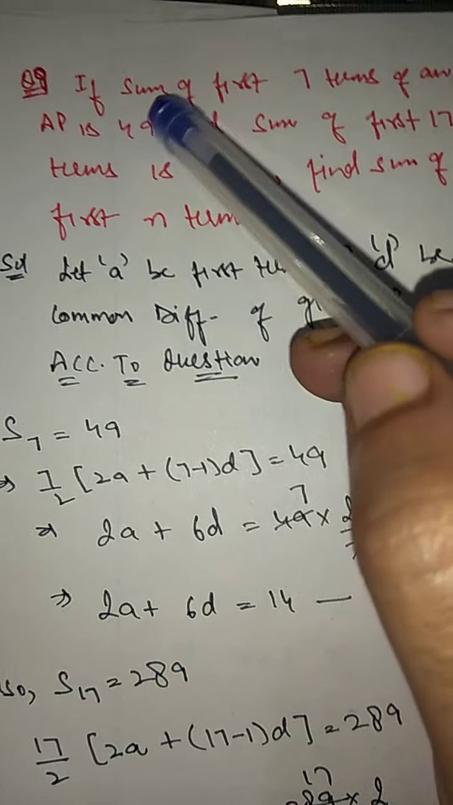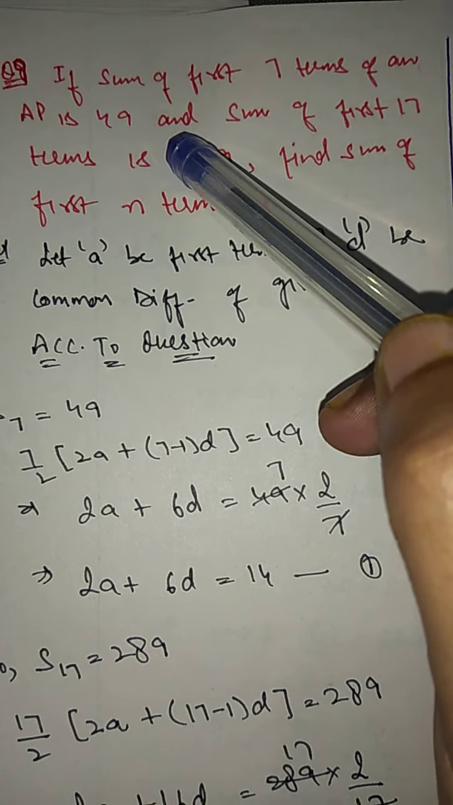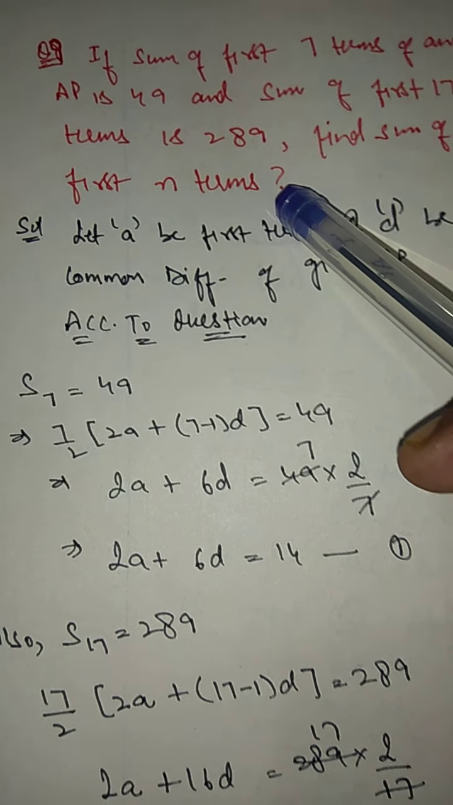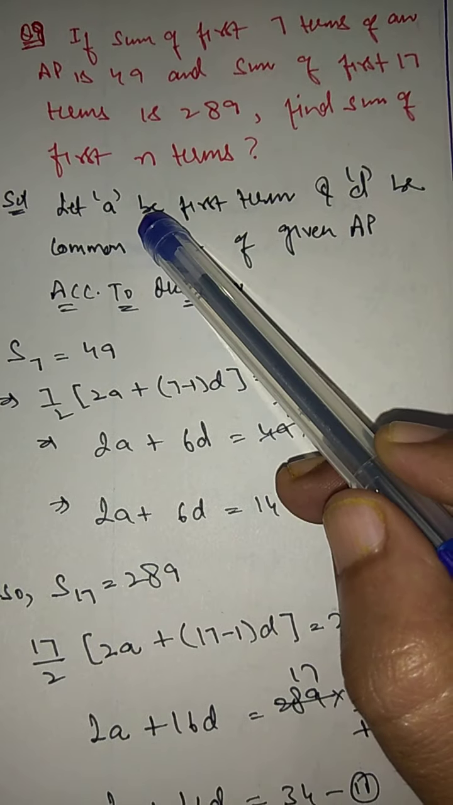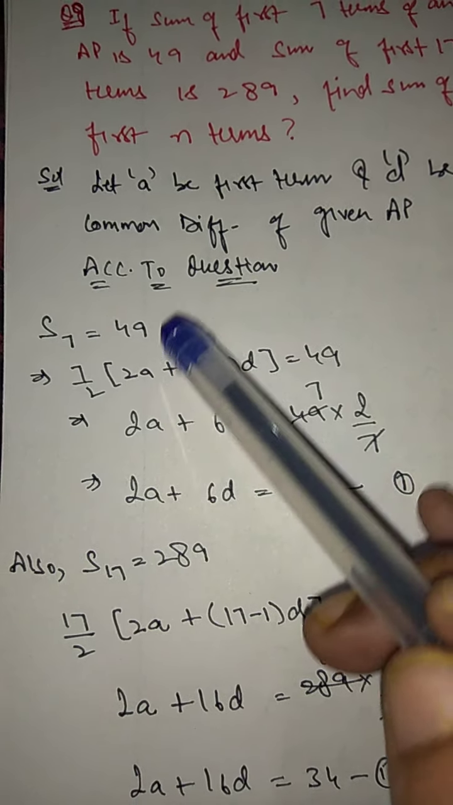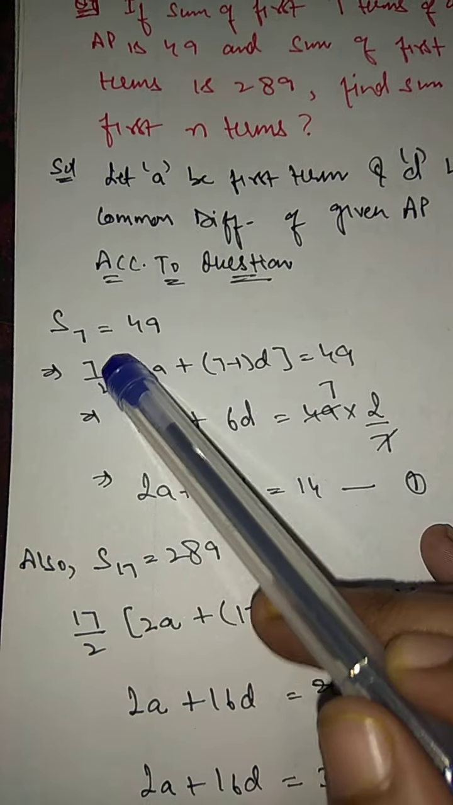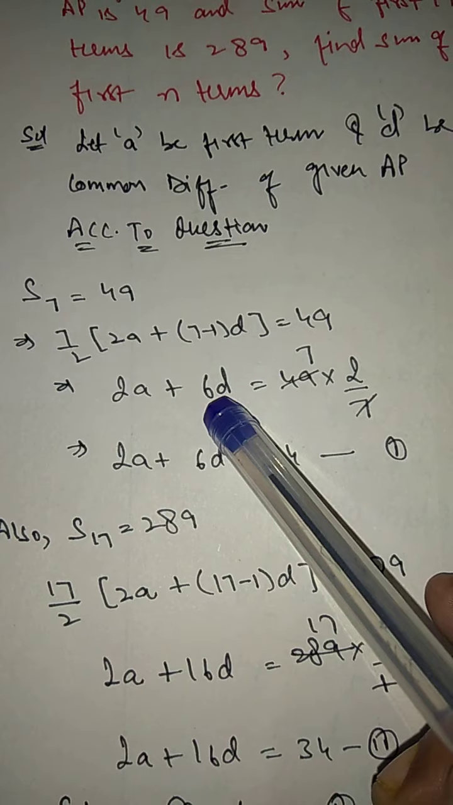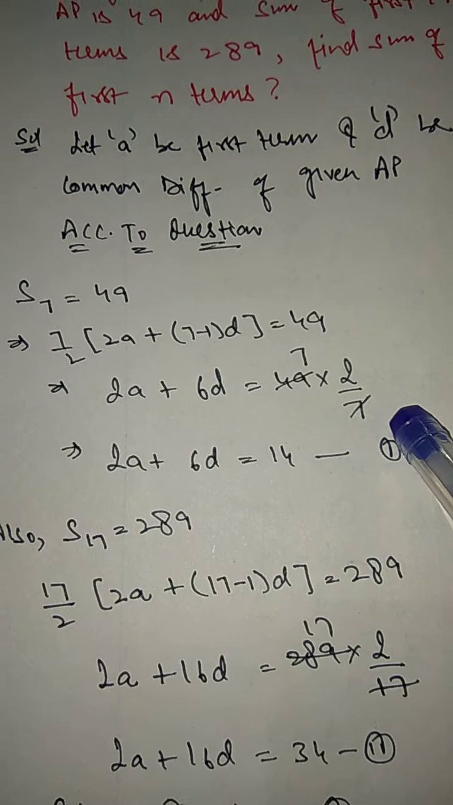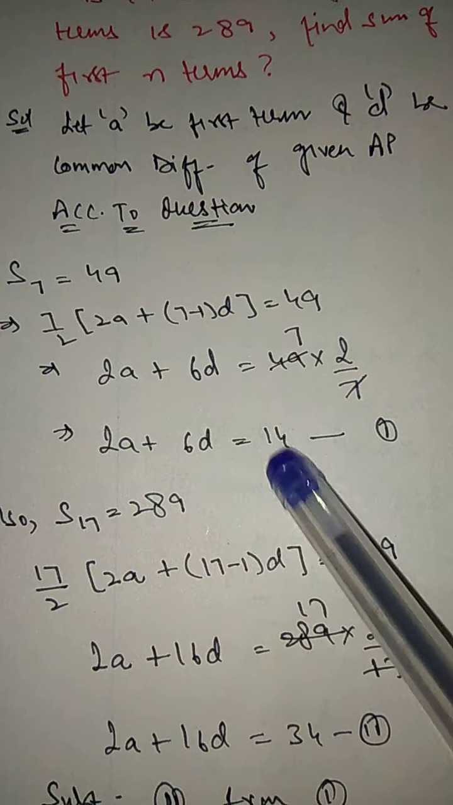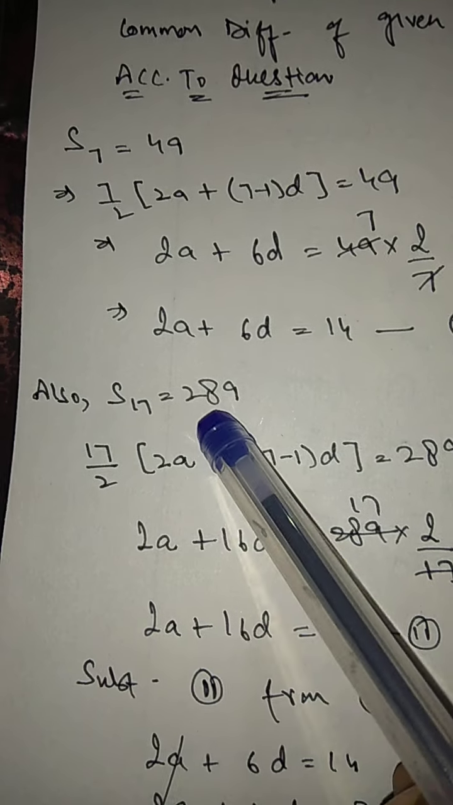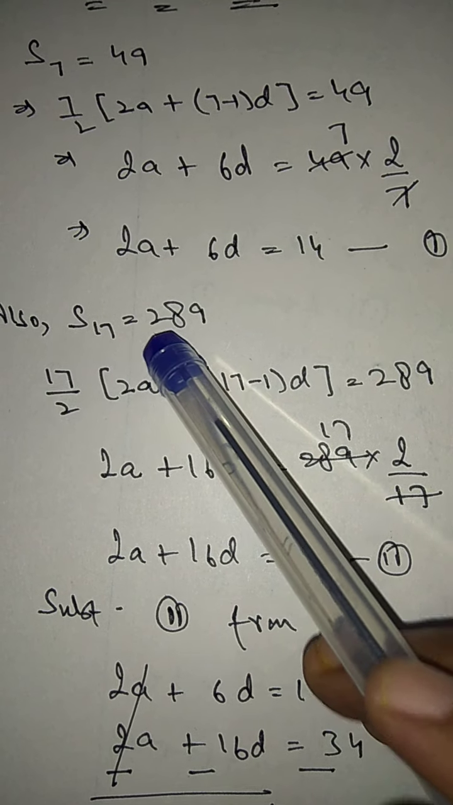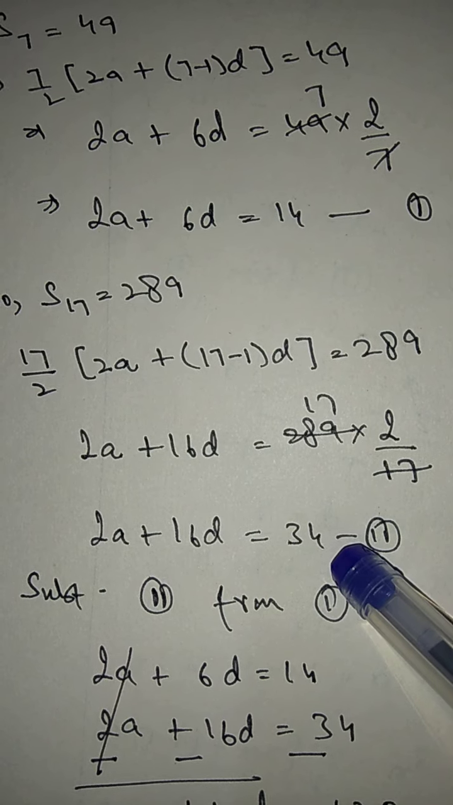In question number 9, we are given that the sum of first 7 terms of an AP is 49 and the sum of first 17 terms is 289; find the sum of first n terms. Again, we consider an AP with A as first term and D as common difference. According to the question, the sum of first 7 terms is 49, that is 7 by 2 (2A plus (7 minus 1) into D) is equal to 49. So it gives 2A plus 6D is equal to 49 into 2 divided by 7. It gives 2A plus 6D is equal to 14. Similarly, the sum of first 17 terms was 289 according to the question. After solving it, we get 2A plus 16D as 34.